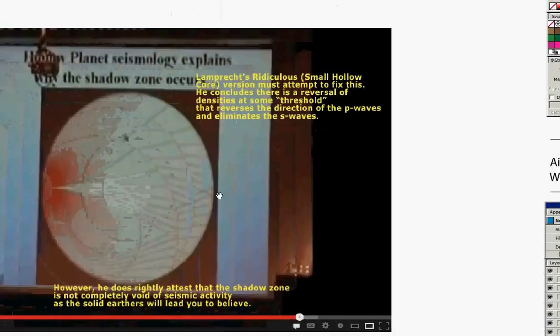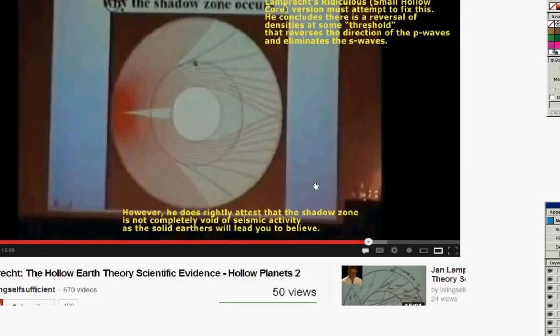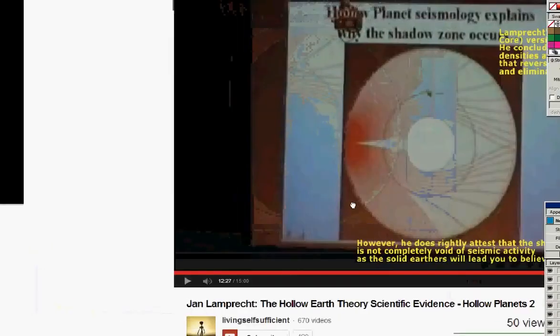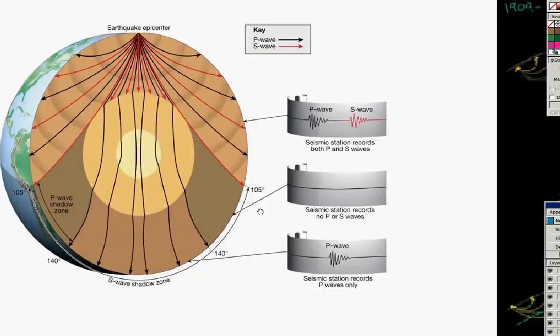So basically, one thing that Lamprecht does right is that he does attest that the shadow zone is not completely void of seismic activity, as a solid Earth would lead you to believe. And another thing about the solid Earth is they have to figure out why the P waves are reaching the other side of the Earth a lot later than they should. And so that's why they create what you would call the outer core. But they're saying that there's higher elasticity there, it's not necessarily lower density. It's just all theory and conjecture and bullshit.